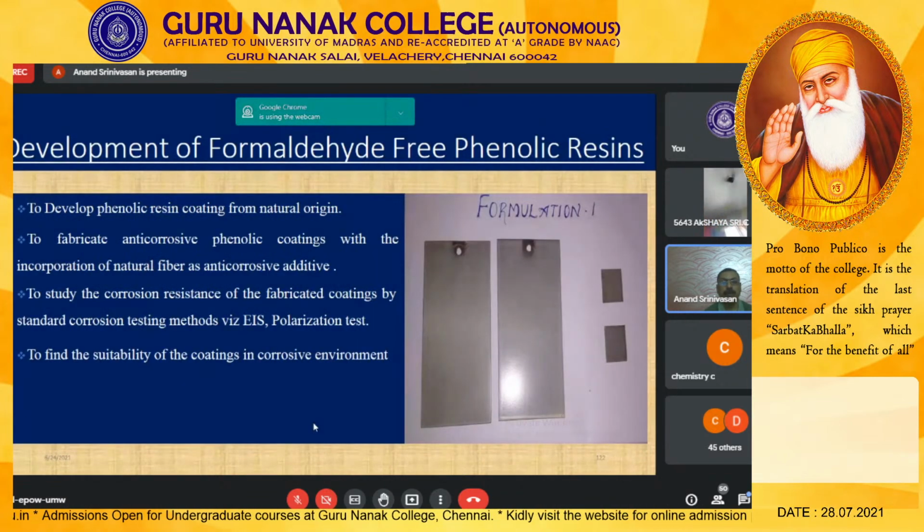And we were also involved in the development of formaldehyde-free phenolic resin. So formaldehyde is a neurotoxin, especially it interacts with the central nervous system of children of age less than 10. That's why it is banned in the United States of America. So we thought, why can't we make a formaldehyde-free phenolic coating?